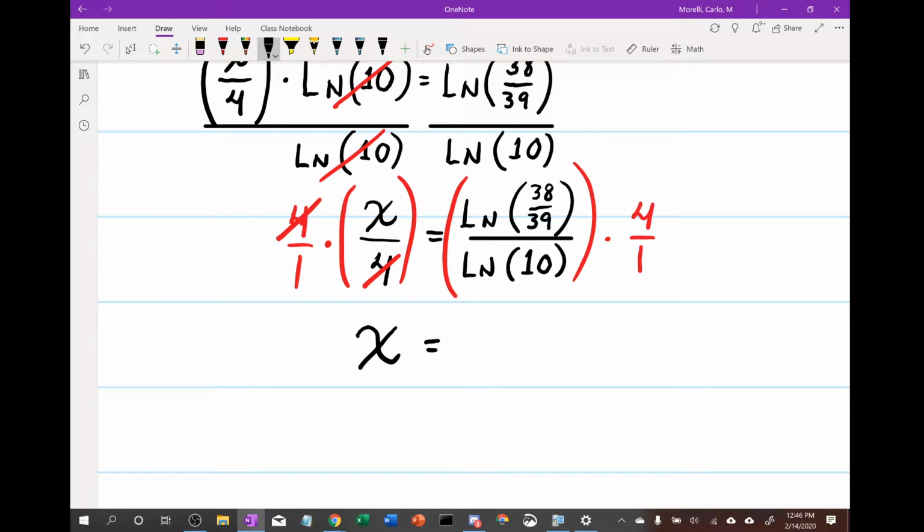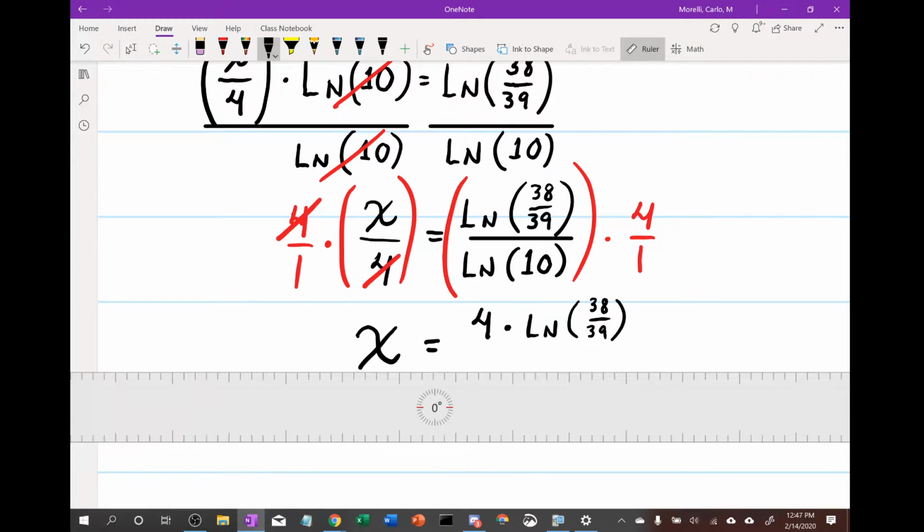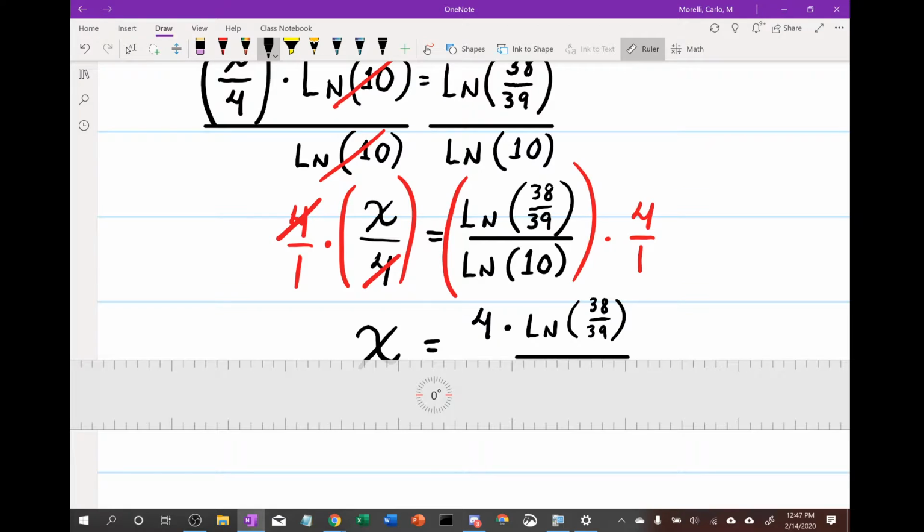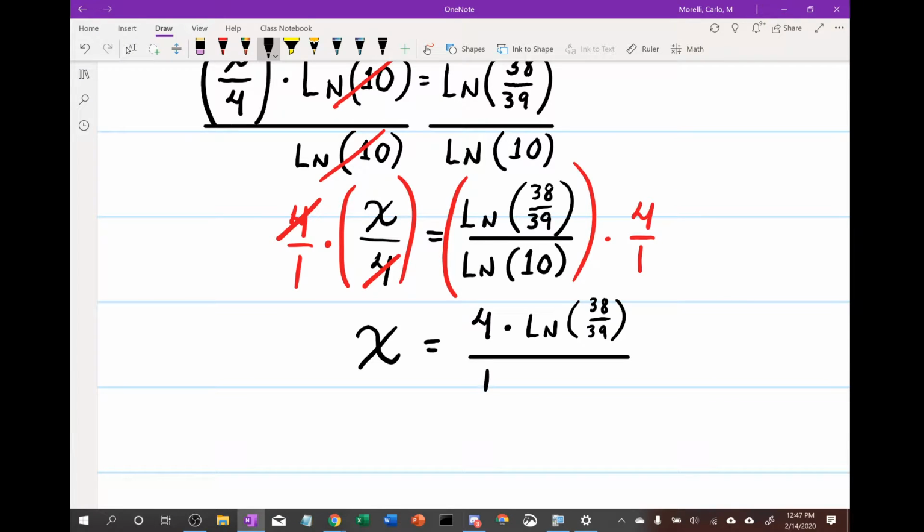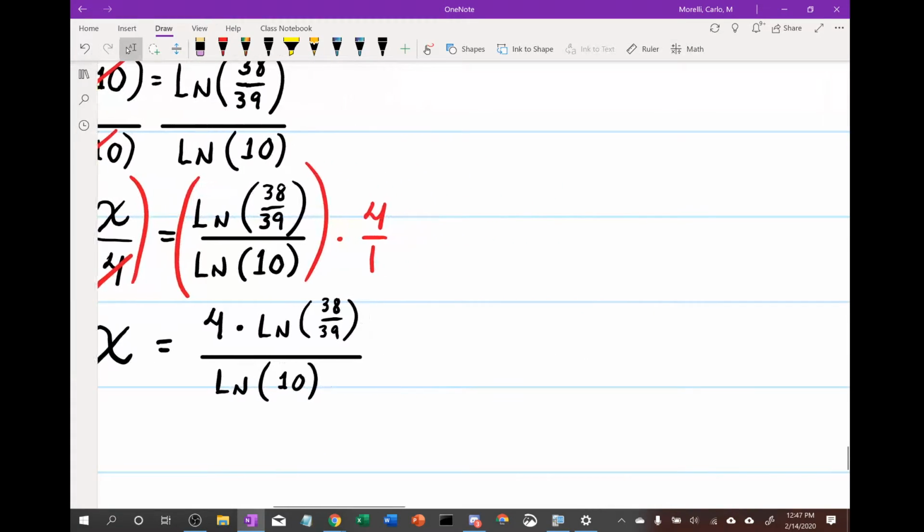And now look, here's how we write this. X equals 4 times the ln of 38 over 39 over the ln of 10. Now here's the good news. We are done with work. Now we just type this in the calculator and we let the calculator tell us what it is.